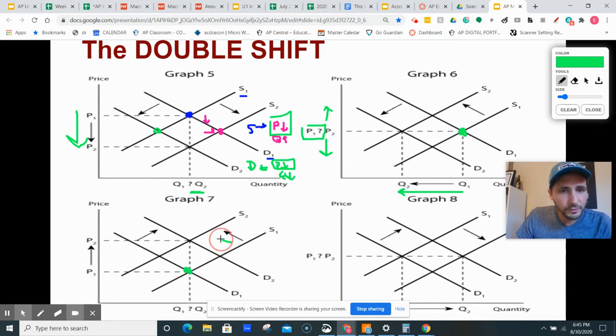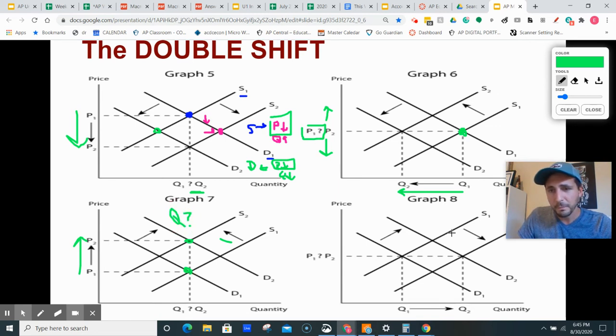Again, down here, we start at S1 and D1. Supply shifted left, demand shifted right. Both of those caused price to rise, so price definitely went up. But when supply shifts left, quantity goes down. When demand shifts right, quantity goes up. And so quantity is going to be indeterminate.